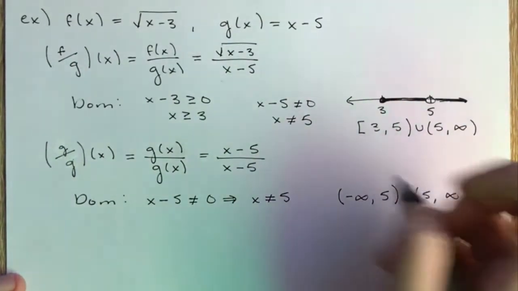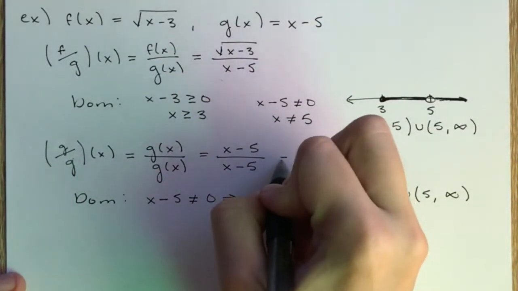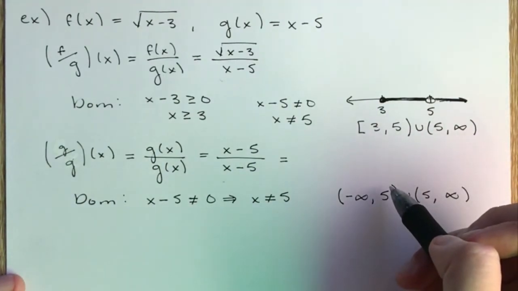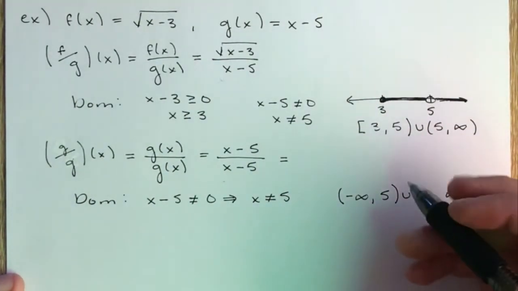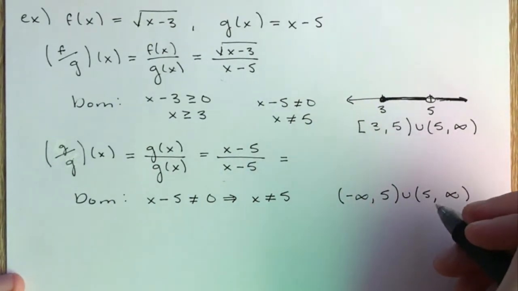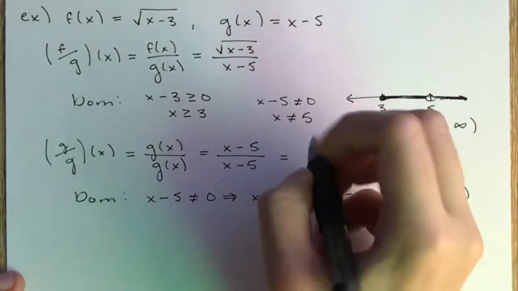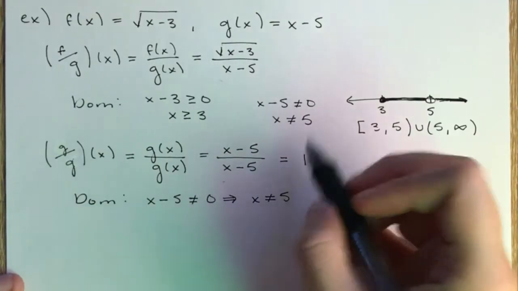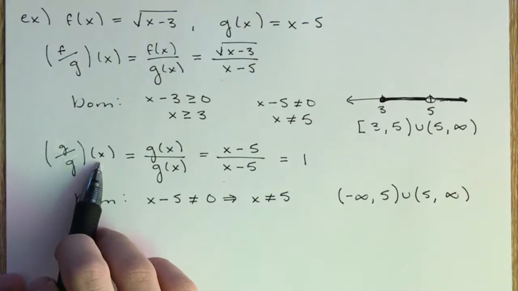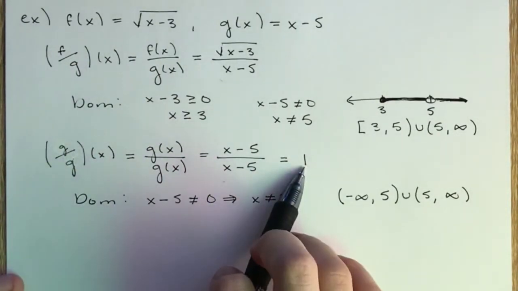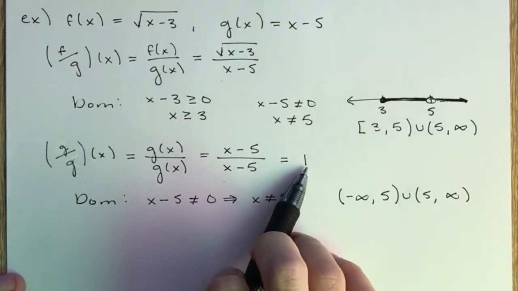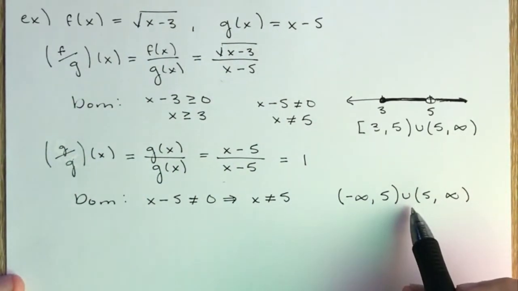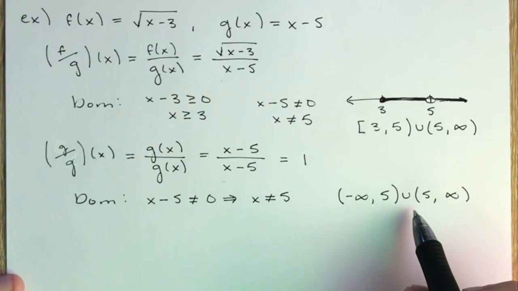Okay, now that we've found our domain, we can simplify something over itself. What does that equal? It's the same thing as 2 over 2 or 6 over 6. It's just 1. But it's not just a regular old 1, right? For every x value, the output of this function is 1 for every x value except for 5. At 5, it's undefined.